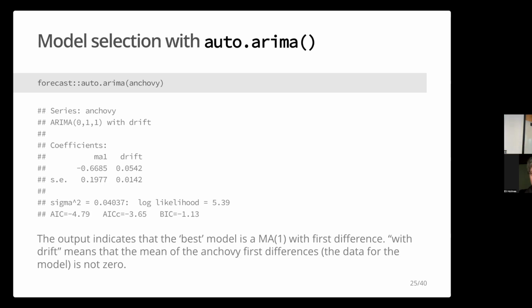And MA, moving average, is ET equals this white noise plus some theta times ET minus 1. So this is the autocorrelation part. So the error that I observed today, we've got some random error, so white noise, plus what the error was yesterday. So if I knew what yesterday was, I have a little bit of information about what the error is going to be today.